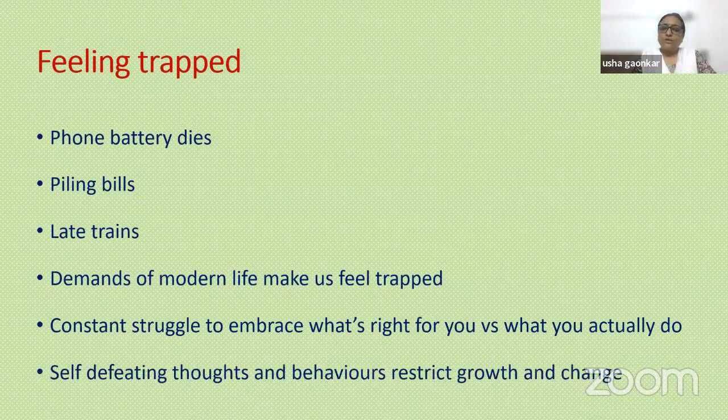Self-defeating thoughts and behaviors restrict growth and change. So there's a lot of self-downing which happens in our thoughts and in our behavior, which restricts our growth and change. So now I'm going to ask you this question. Are you hooked? What does this mean? What does "are you hooked" mean? Can anybody answer?